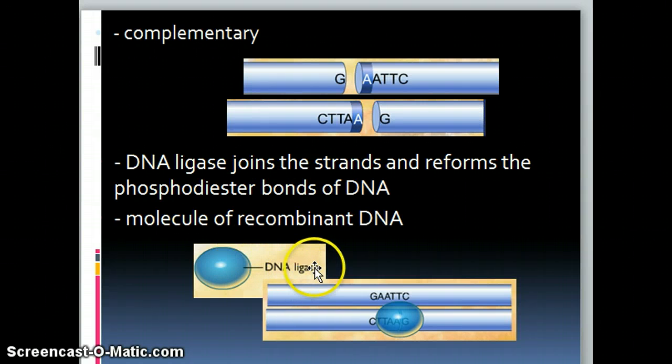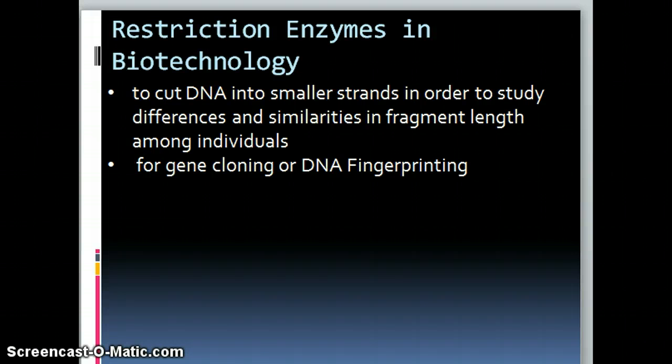Then DNA ligase passes over them and joins the strands and reforms the phosphodiester bond of DNA. As a result, it creates a molecule of recombinant DNA.